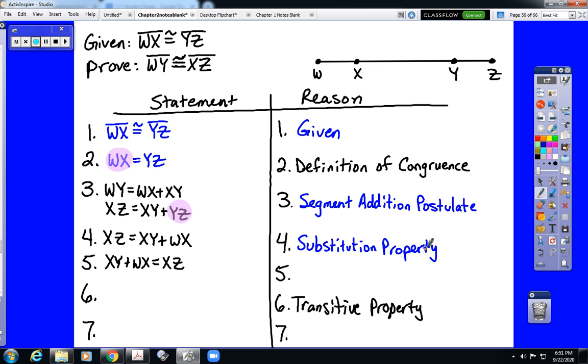In step 5, you'll notice we have the exact same equation. The only difference is that the left and the right sides of that equation have been flipped. XZ was the left side before, now it's the right side. XY plus WX was the right side, now it's the left side. So statement 5 is we're using the symmetric property of equality to flop the left and the right sides around and switch them up. Step 6 says transitive property.